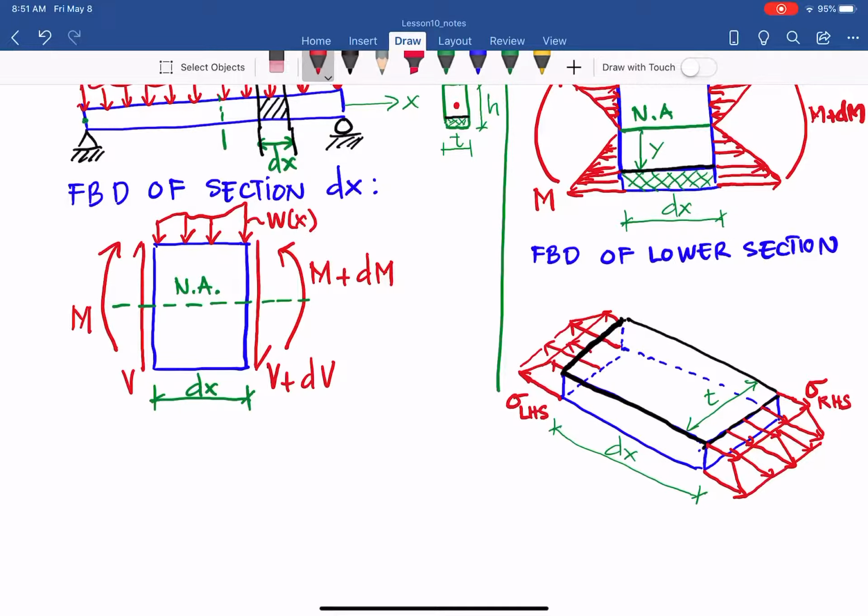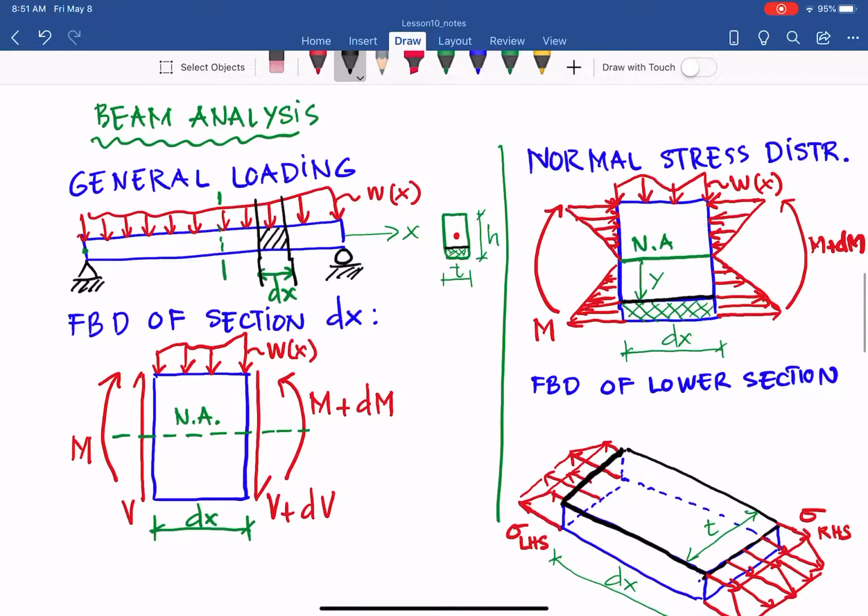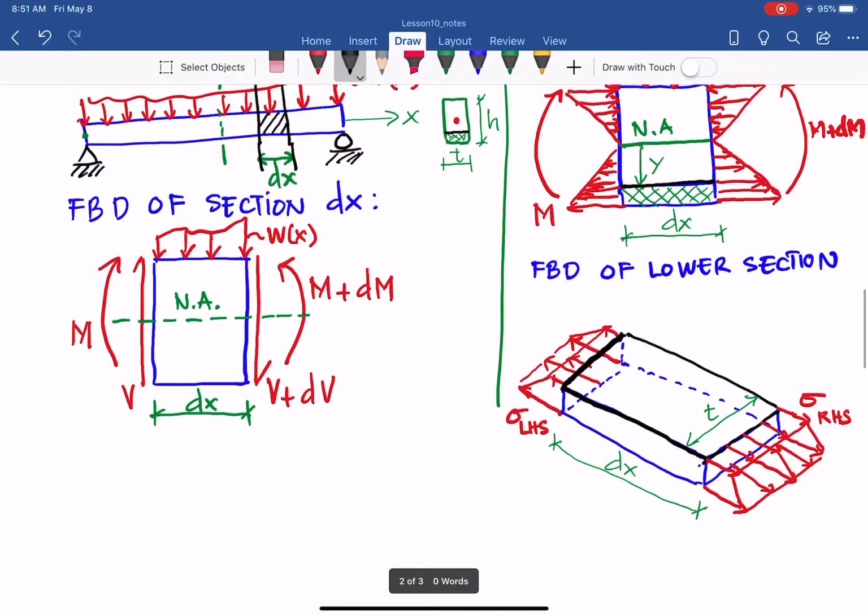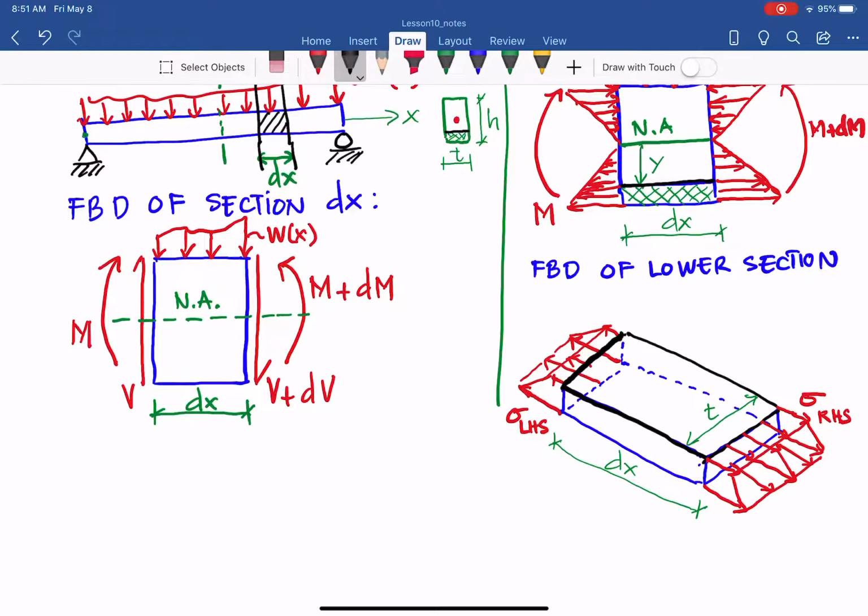And then with that, sum up the sigma at the right hand side and the sigma at the left hand side. The sigma at the left hand side creates a force, and that force I call the total force due to the sigma left hand side, the force at the left hand side. And similarly, on the other side, I also have the sum of the stress become the force. I call it force in the right hand side.